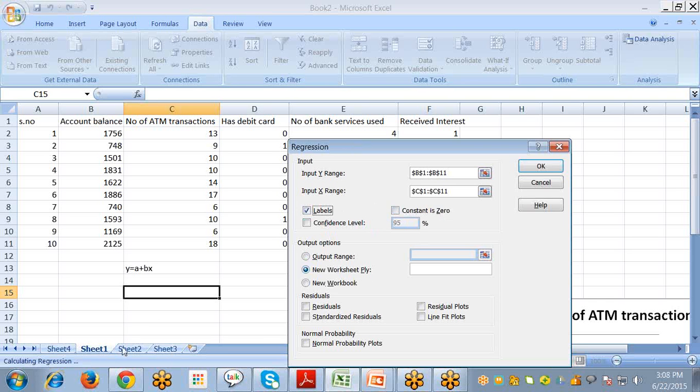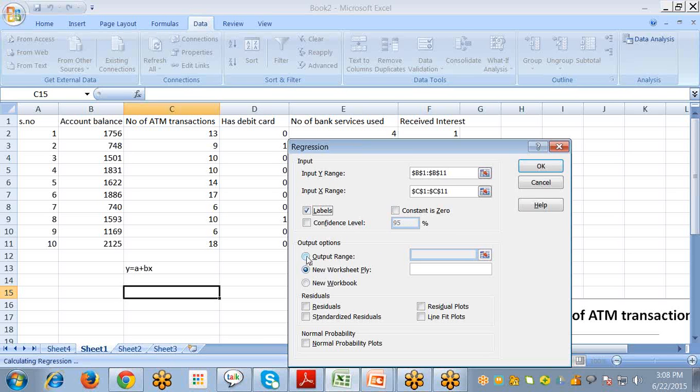Constant is Zero: we have two constants, A and B. If I want A and B to be 0, then I just check this. But I want to calculate the regression values for A and B, so I am not checking this box. And the confidence level is 95% here. That means you are calculating regression with a confidence level of 95%.